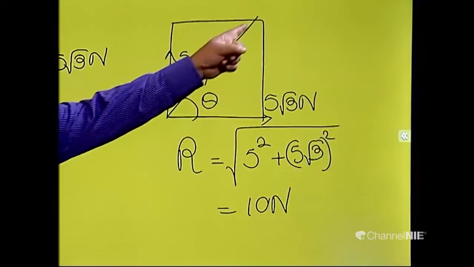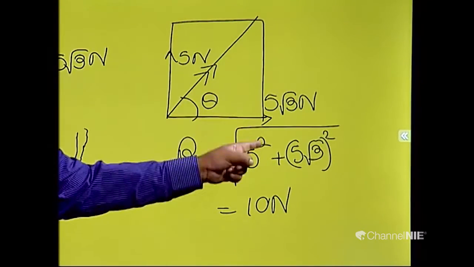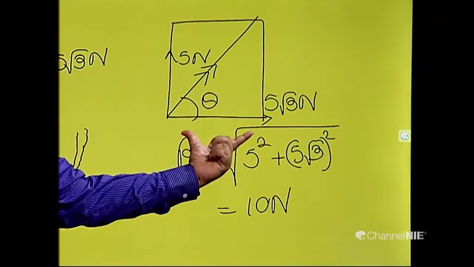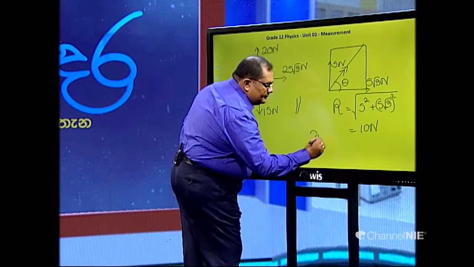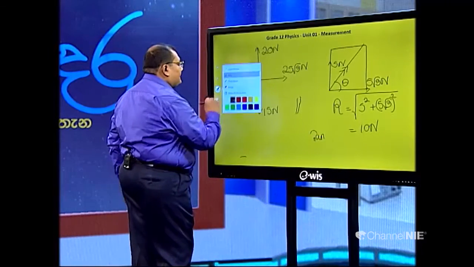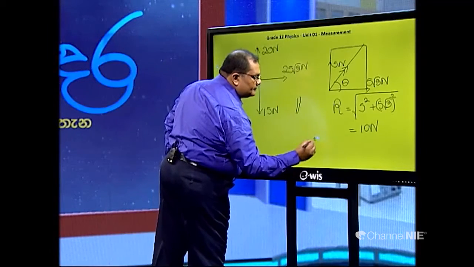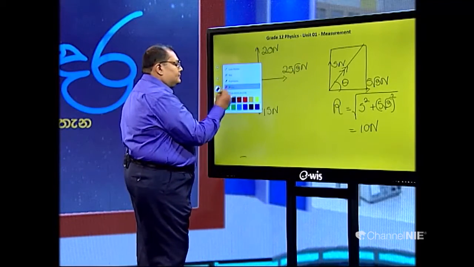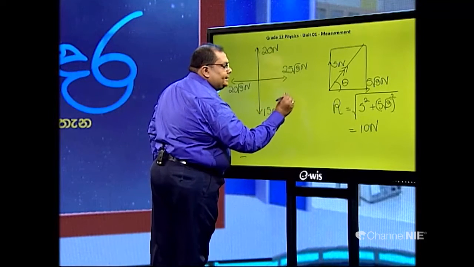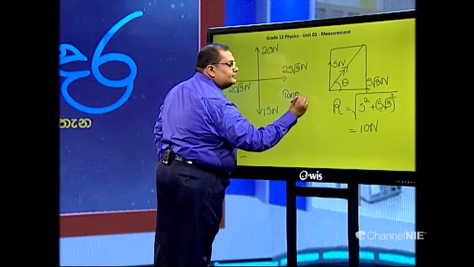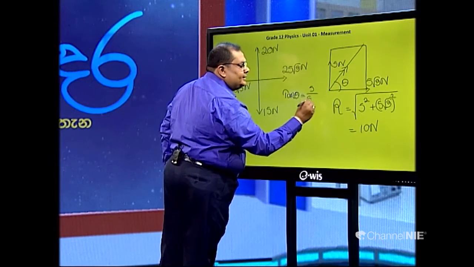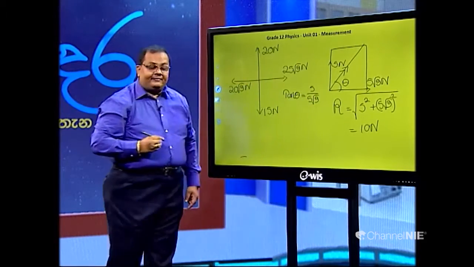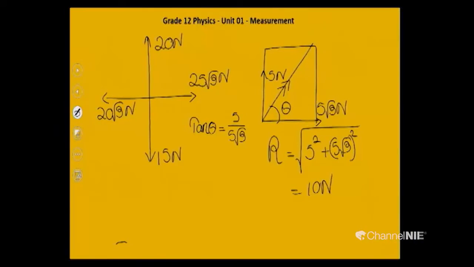Tan theta is equal to opposite over adjacent. Now opposite is 5, adjacent 5 root 3. Then tan theta you can write as 5 over 5 root 3. Then you can see 5 is getting cancelled, 1 over root 3. Tan theta is 1 over root 3. Then theta is equal to 30 degrees.